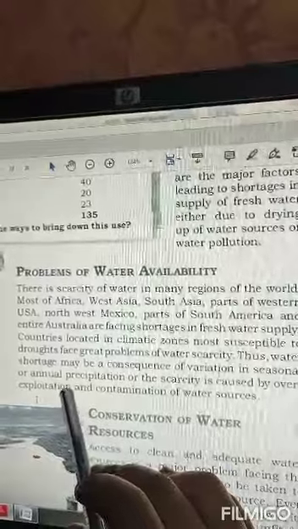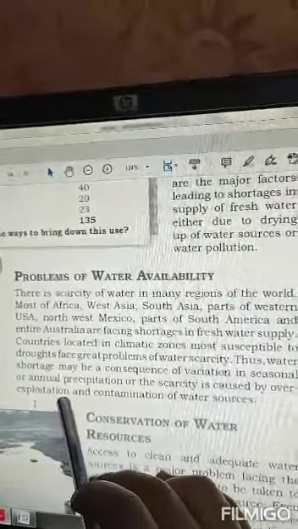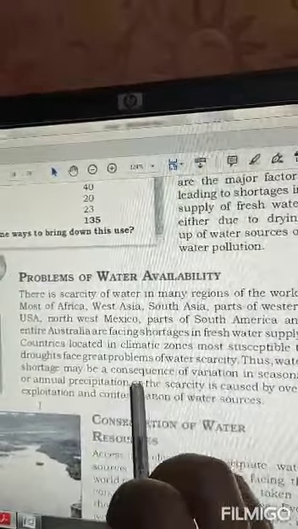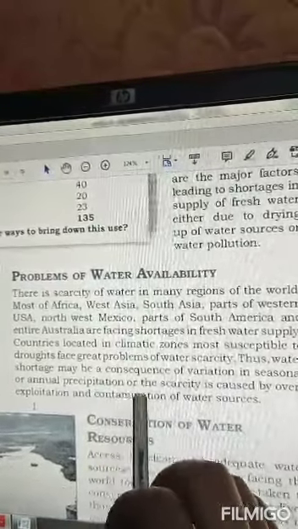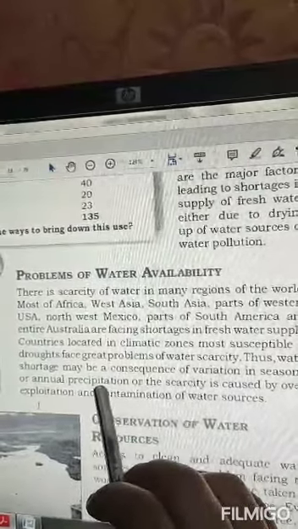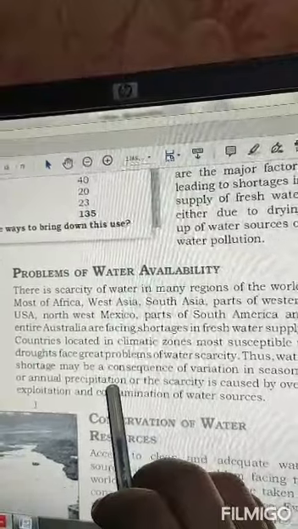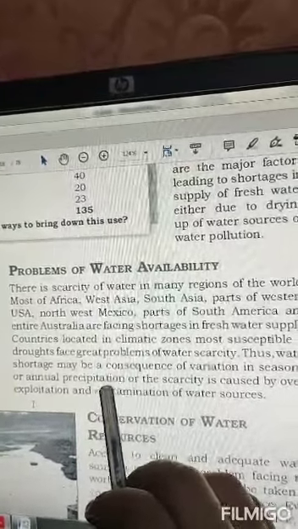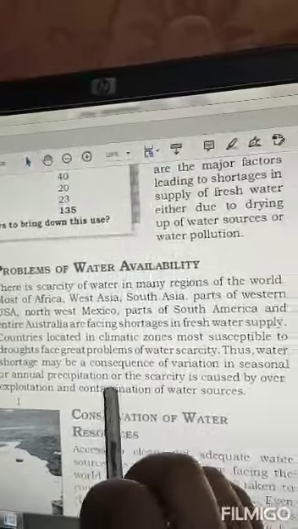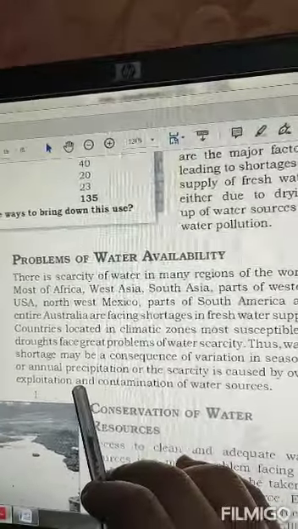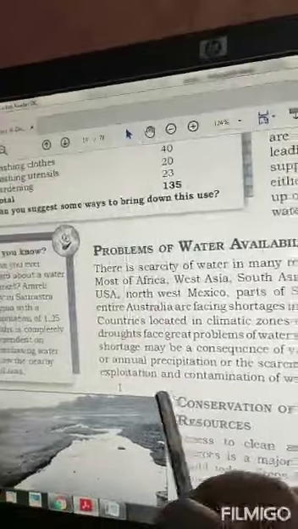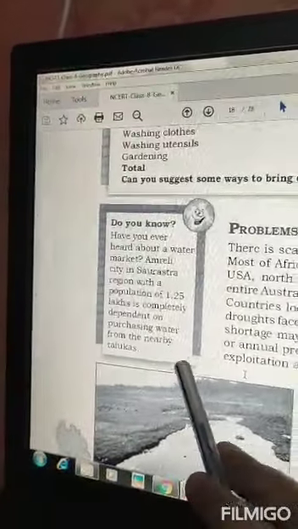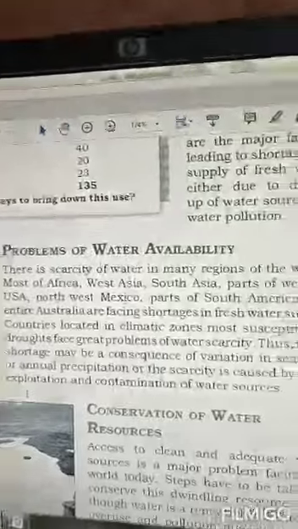Water shortage can also be caused by changes in annual precipitation, meaning when rains lessen, when they decrease, then it also causes water shortage. And by over-exploitation and contamination of water sources. Now there is one topic, the water market also, you will read about it yourself in the book.